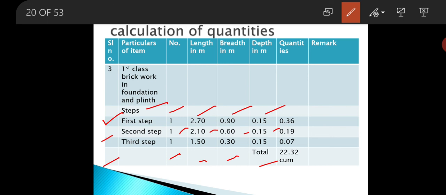Now you will add all the quantities that you have calculated in the last class, that is for rooms, and today we have done the veranda and steps. So by taking all quantities into consideration, the total quantity of the brickwork in foundation will become 22.32 cubic meter. So in the next class we will go for the next item of work, that is DPC.